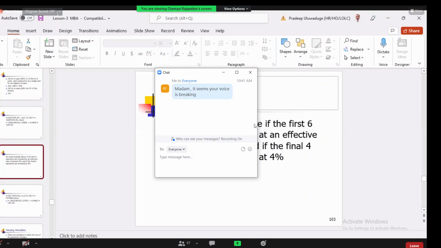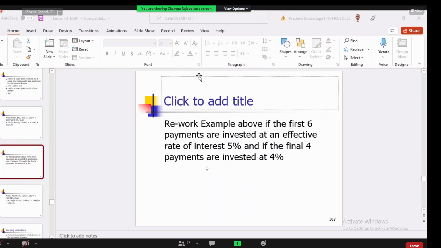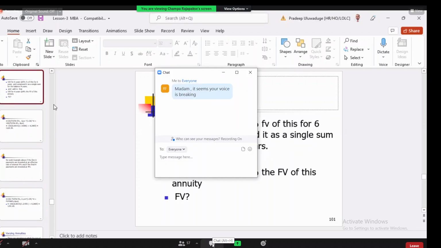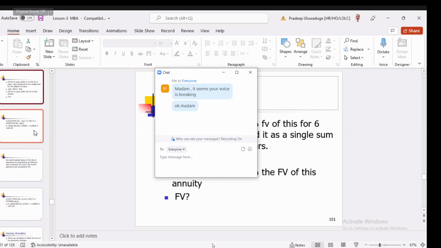Yeah. Why is it? I think it's the problem with the internet connection. Shall I repeat again? Why? Yeah.